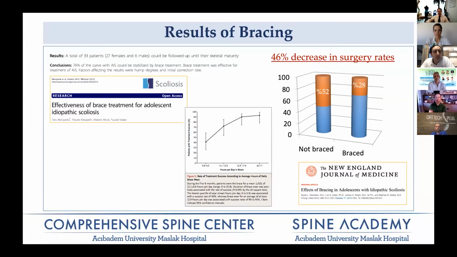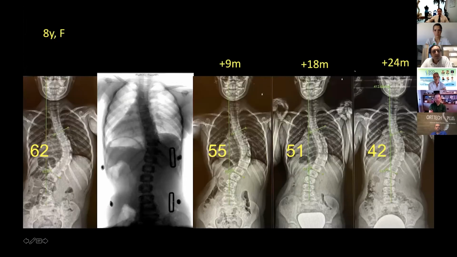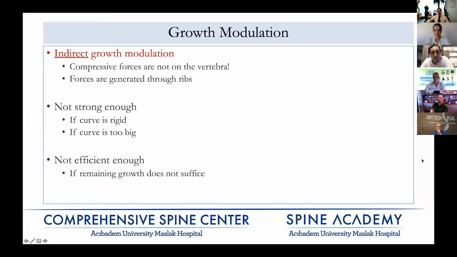But the main goal is to decrease the number of surgeries. And this is an example where we can see an extreme case where we started at 8 years old at 62 degrees, definitely a surgical candidate, but 2 years later now has a 42 degree curve, and then we will keep doing the exercises and braces.